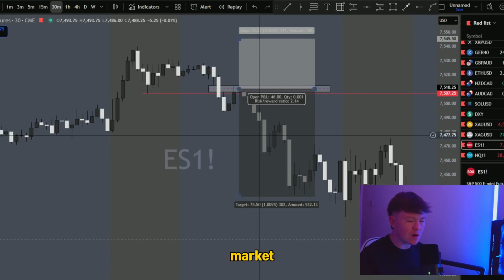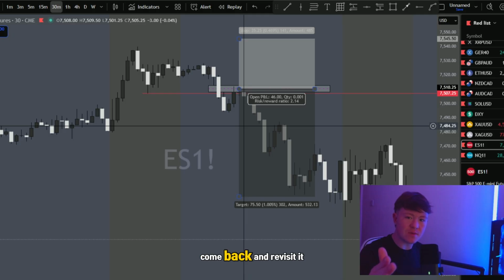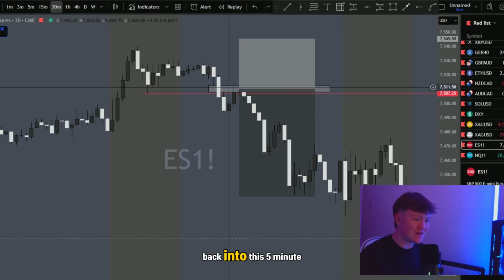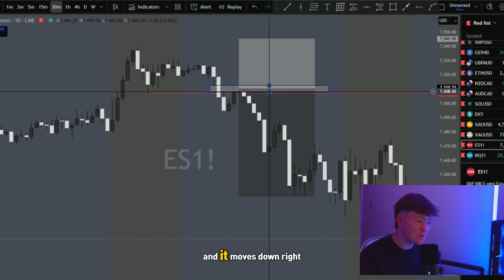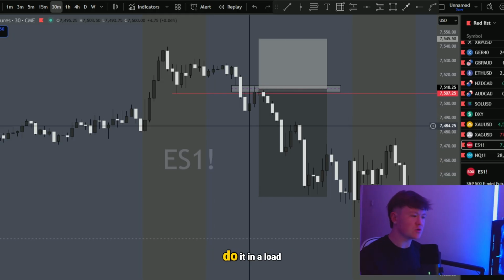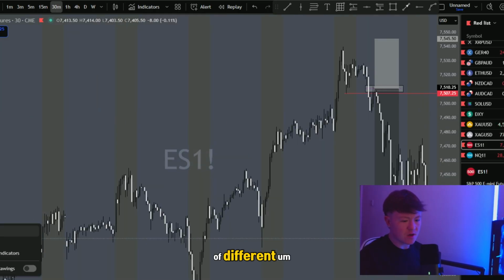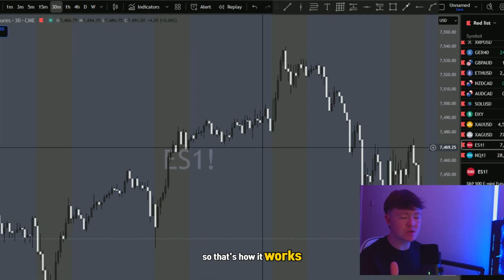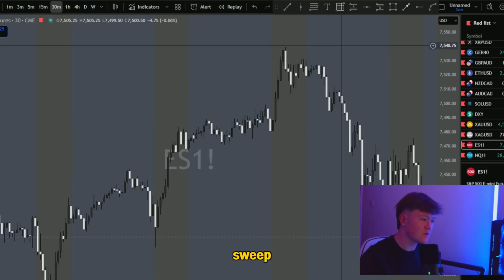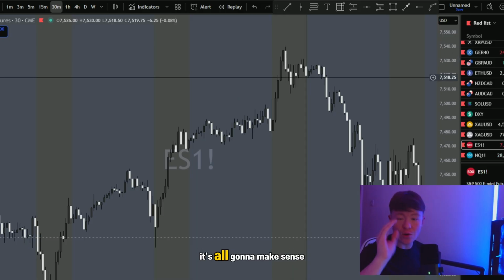It's the gap in the market where the price needs to come back and revisit it, and it will move down. So you had the break of structure back into this 5-minute fair value gap and it moves down, right? It might be a bit confusing, but let's go through a load of different opportunities. So that's how it works with the break of structure, and obviously in the next video it will be a liquidity sweep and all that stuff.